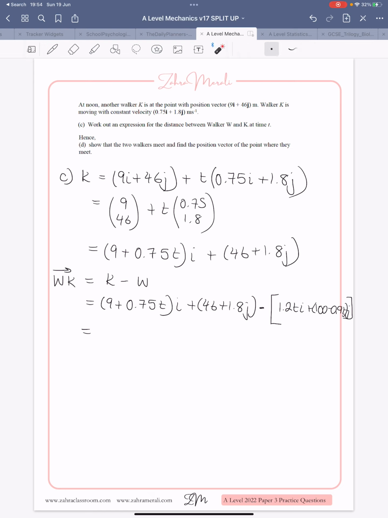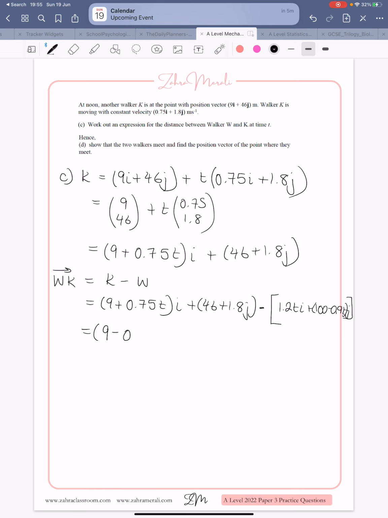Now we can only minus i's from i's. So we've got 9 minus 1.2 nothing, 9 on its own, because there's nothing to minus here that doesn't have a t next to it. So we've got 9, and then we've got 0.75 minus 1.2, so minus 0.45t i, plus 46 minus 100, which is going to give you minus 54 plus 2.7t j.